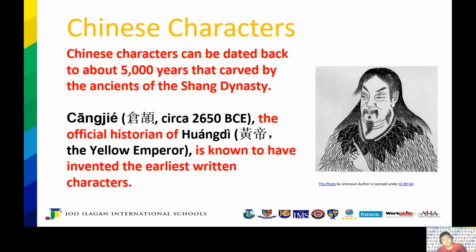This person named Changjie, born circa 2650 BCE. The official history of Huangdi, the Yellow Emperor, is known to have invented the earliest form of written characters, as we will show you later. So Changjie is attributed to the creation of Chinese characters.